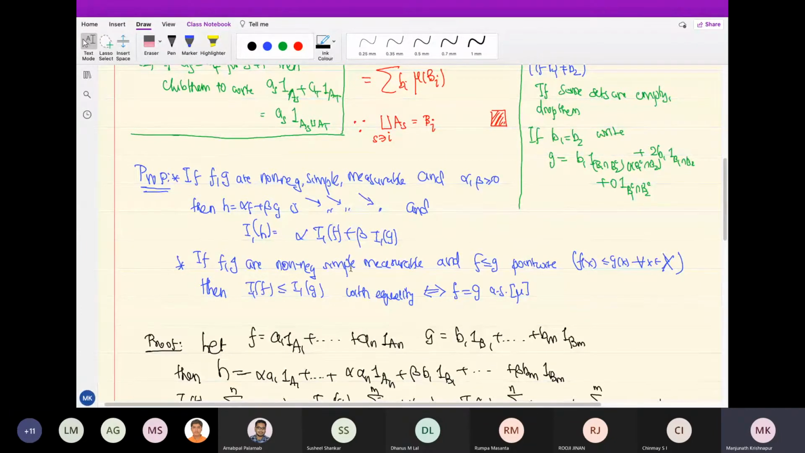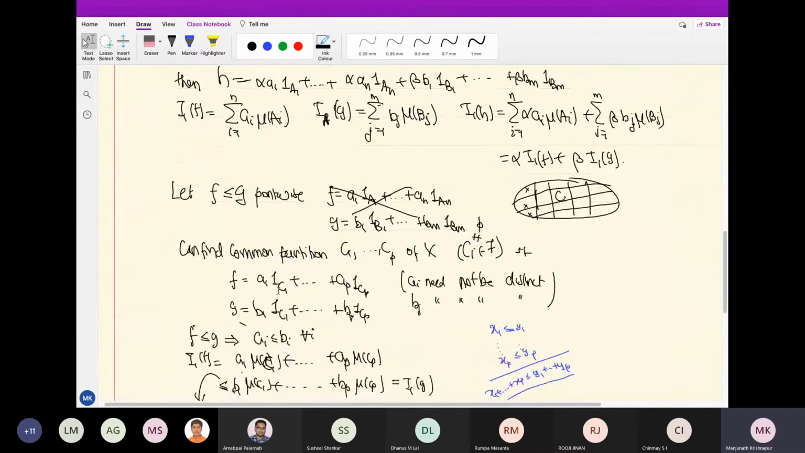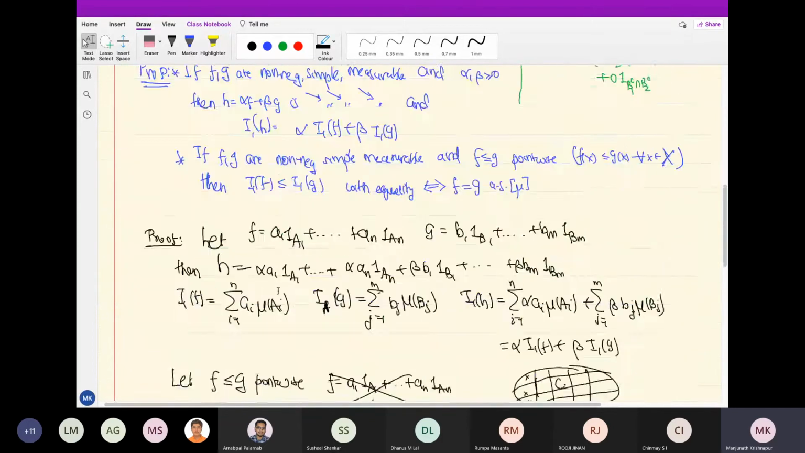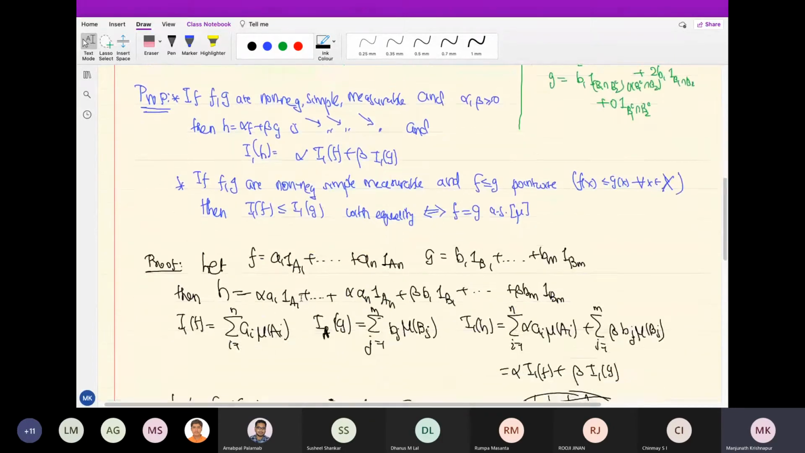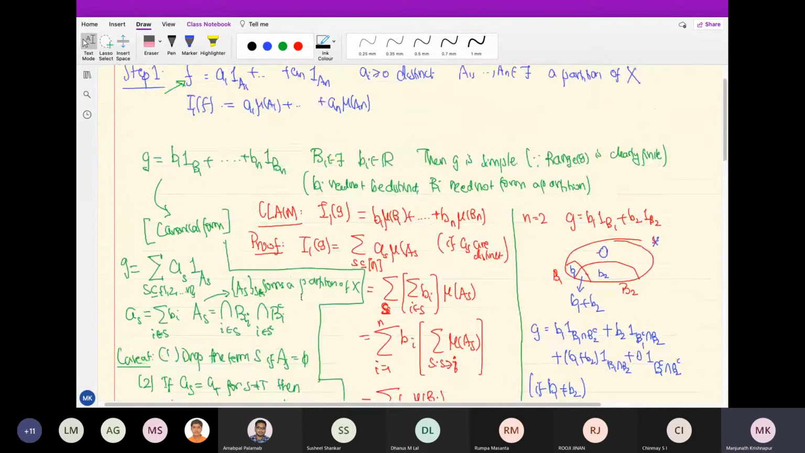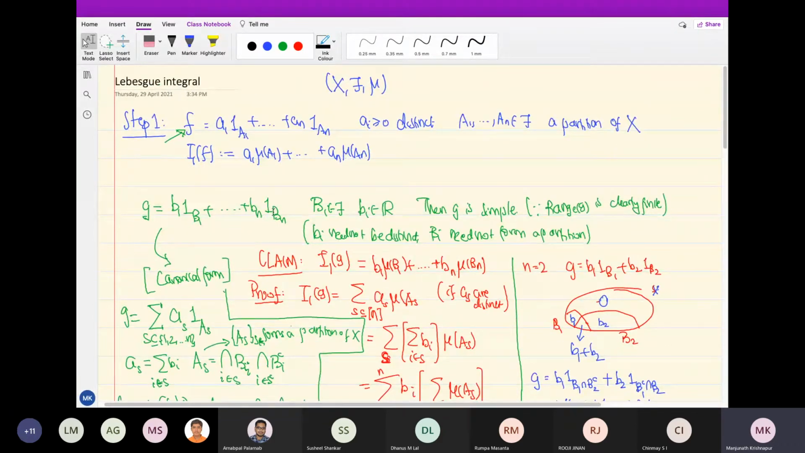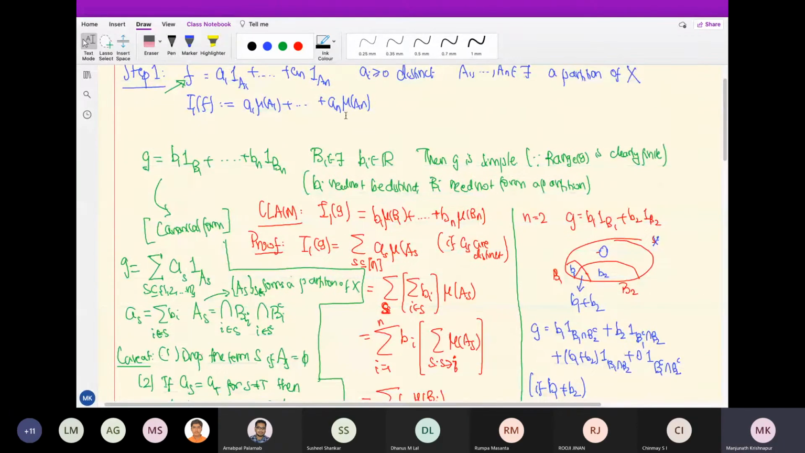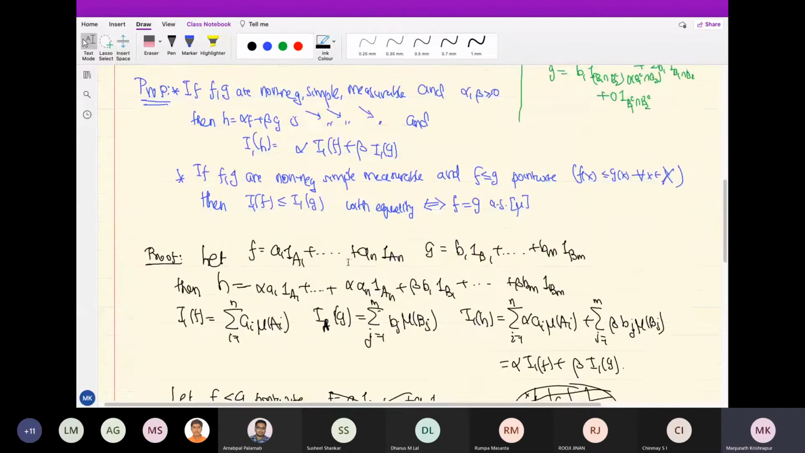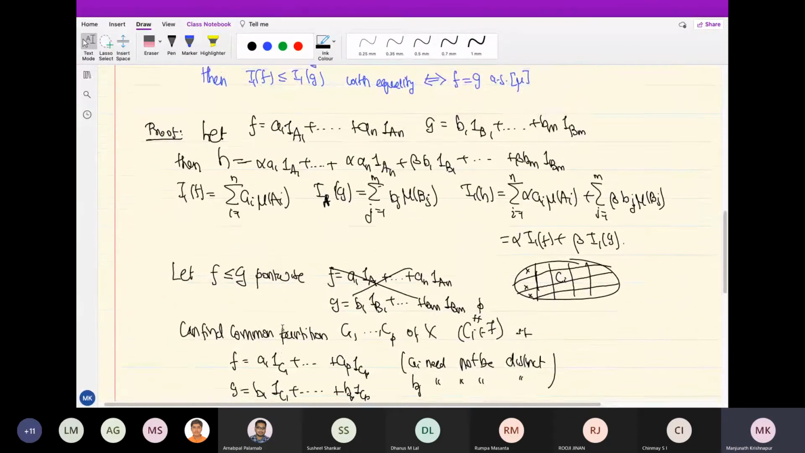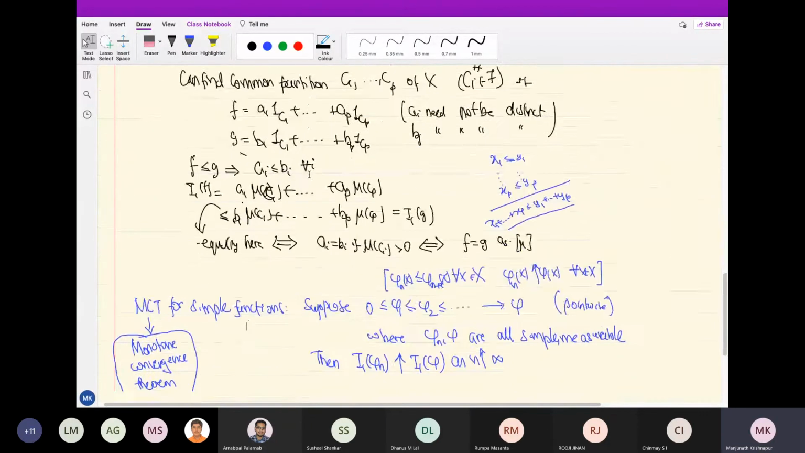If f and g are simple non-negative measurable and bounded, f is less than or equal to g pointwise, then the integrals are also ordered. This we could show, and it was very convenient because when you add functions and so on, it is a bit of work to get it into the canonical form. But because we had this lemma beforehand, we didn't have to come to the canonical form, and we proved this.